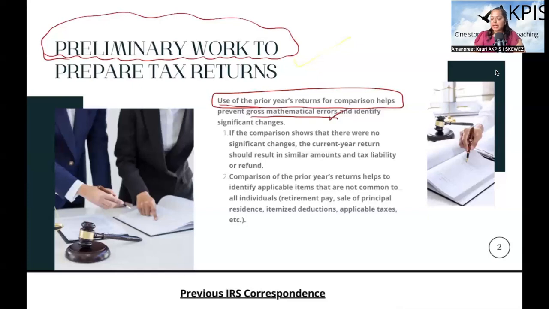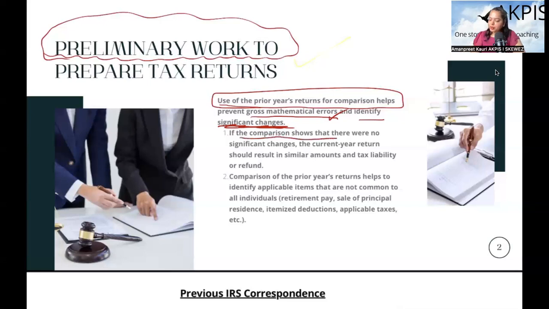And at the same time, to identify any significant changes. That means to ensure accuracy, and if there has been any substantial change, for example, you sold your property, right? That's a kind of substantial change. You're supposed to pay taxes and all that on that also. So the previous year income tax return serves as a base to identify any major changes to ensure accuracy so that the current year tax return can be filed properly.